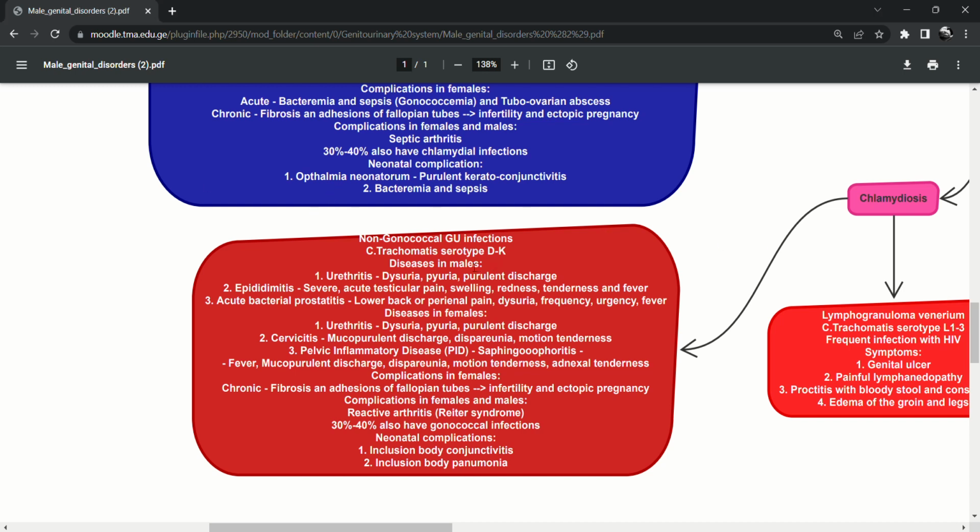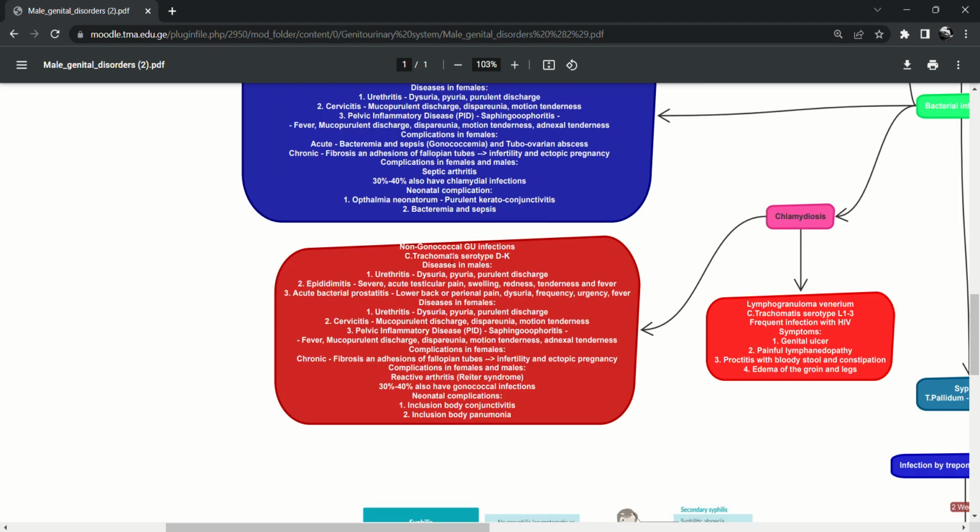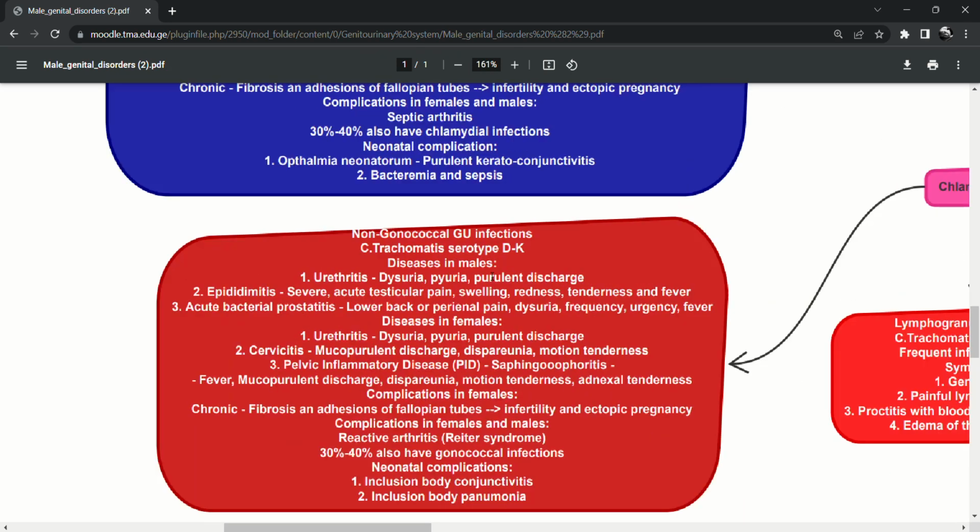Okay, I'm going to continue with the non-gonococcal genitourinary infections. So the most common after gonorrhea in the United States is Chlamydia trachomatis. That causes chlamydia. In this case, the causative organism is the serotype from D to K.